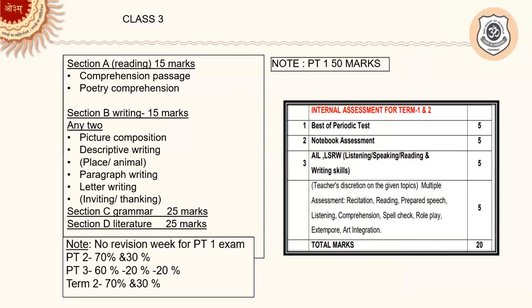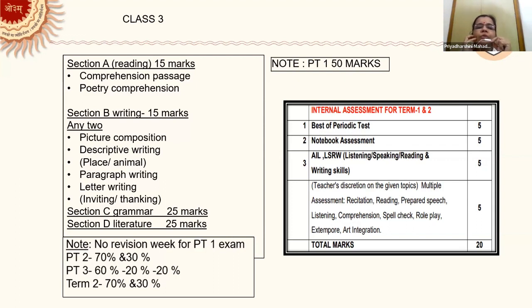Section A, reading 15 marks, comprehension passage, poetry comprehension. So comprehension passage for 8 marks, poetry comprehension for 7 marks. Okay, section B, writing 15 marks, any two, either picture composition, descriptive writing, place and animal, paragraph writing, letter writing, inviting or thanking letter. And section C, which is for 25 marks, and section D, literature part, which is for 25 marks. Thank you, ma'am.